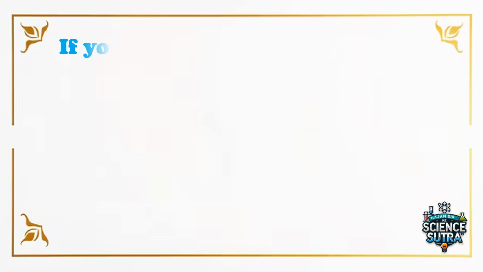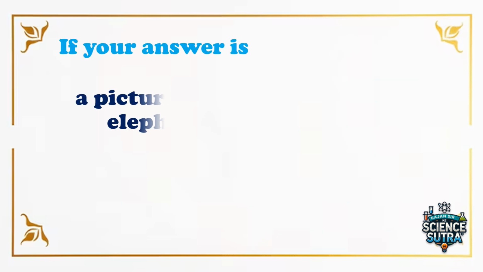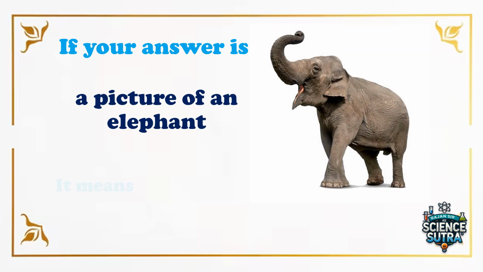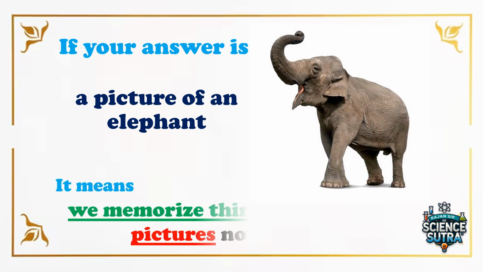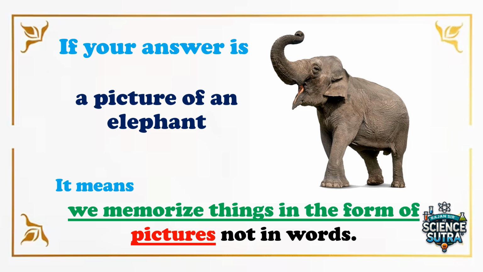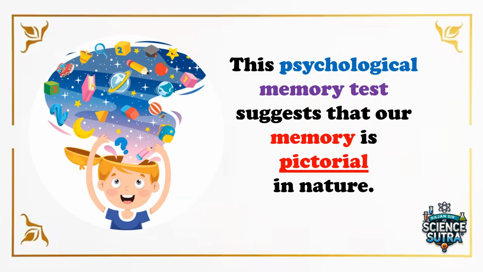If your answer is a picture of an elephant, it means that we memorize things in the form of pictures, not in words. So this is the most important statement in this video. I repeat it. We memorize things in the form of pictures, not in words. Our memory is pictorial in nature. So this psychological memory test suggests that our memory is pictorial in nature.